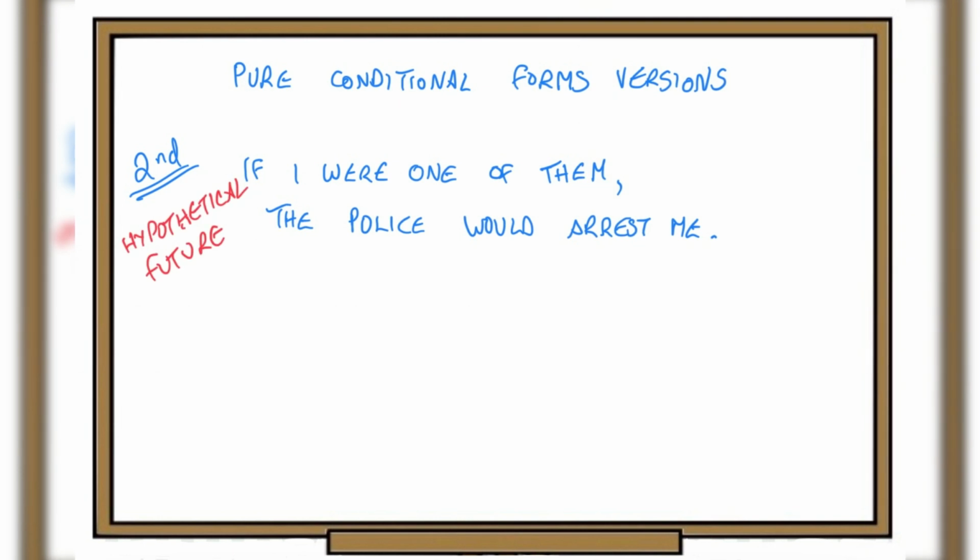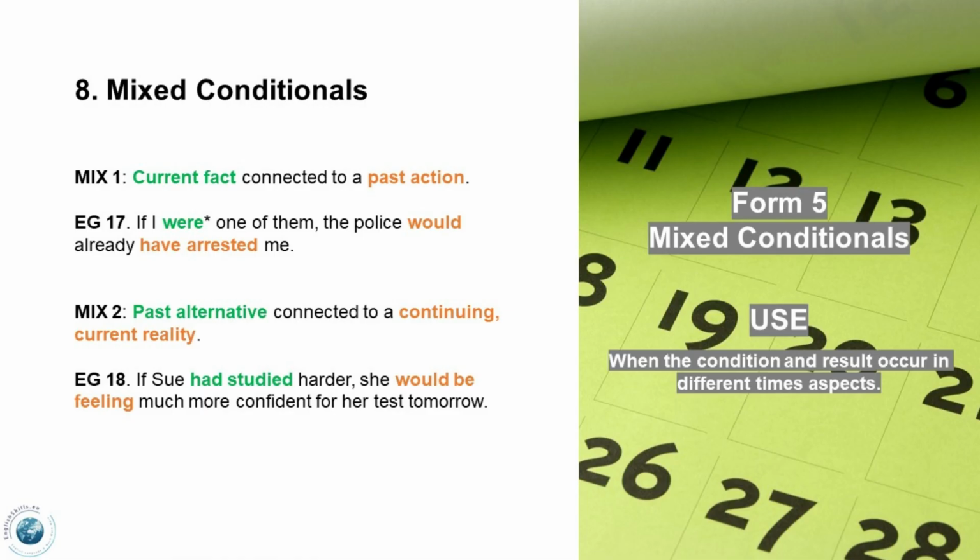Let's look at clause 1 more closely. If I were one of them, this means that I am not one of them, and that is a present situation. Let's look at clause 2 more closely. The police would arrest me. That is the future form using would. And now back to the original mixed conditional version again. If I were one of them, the police would already have arrested me.